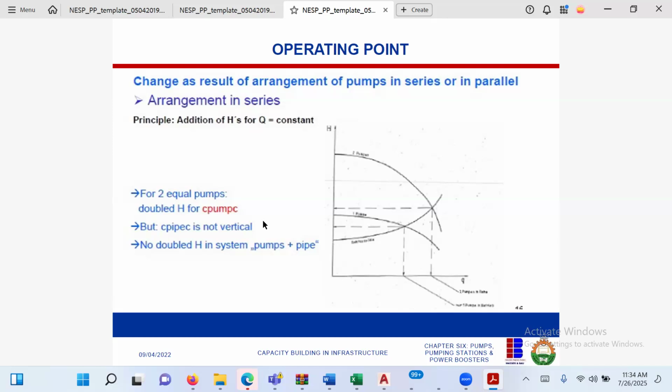So what it means is that if I'm looking for head, what do I do? I connect my pumps in series. If I'm looking for discharge, I'll connect two pumps in parallel. Please, I want that to sink in. It's just like Kirchhoff's law. All the laws in engineering, I love engineering. Once you master one law, you apply it to other laws. Very unique.